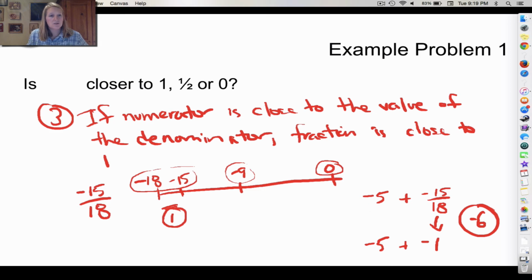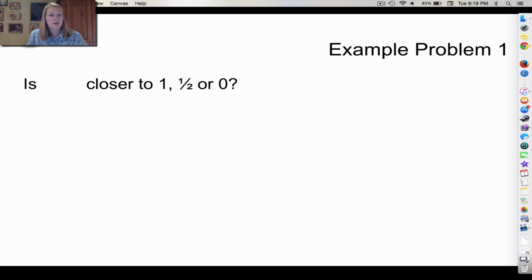However, going back to the original, so those are all the different rules. Going back to the original, is 11/16 closer to 1, 1/2, or 0? You can in your mind say, okay, half of 16, so this is close, right? It's close to maybe 1/2. It's definitely not close to 0, because it's not like 1/16, 2/16, 3/16. So how do we determine this?